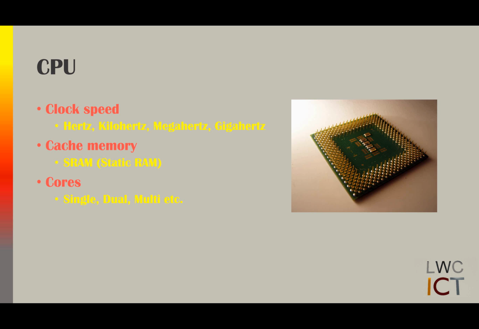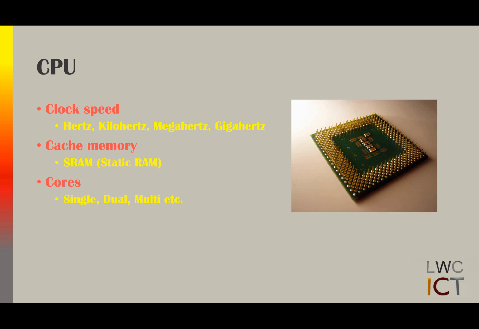One is clock speed, and that's how fast it works. So you've probably heard about gigahertz before. 1 hertz is 1 piece of information per second. So, 1 calculation per second. Kilohertz, 1 kilohertz is 1,000. Megahertz is 1,000,000. And gigahertz is 1,000,000,000 calculations per second. That's how many different calculations your computer manages to do.